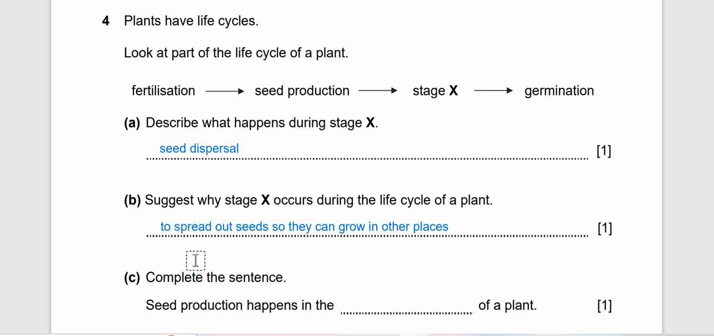Here you go. 4C, complete the sentence. Seed production happens in the something of a plant. 10 seconds.